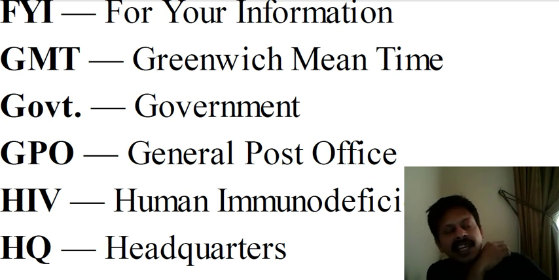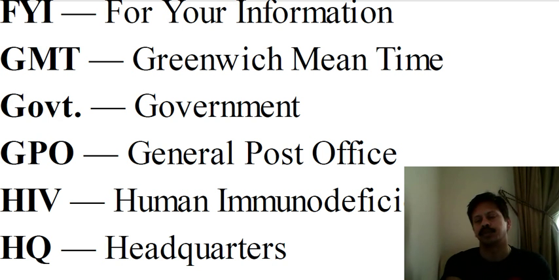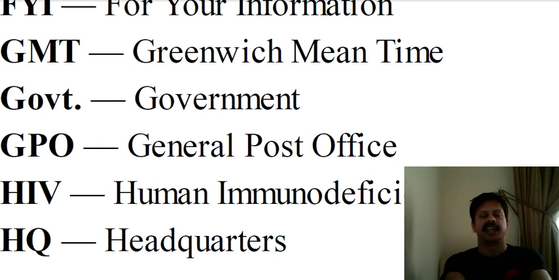So for example, if you take India, India is 5.5 hours ahead of Greenwich time. And if you look at the Middle East, Dubai or Kuwait or Riyadh, it will be, for example, say 3 hours ahead of the Greenwich time. So London will be at Greenwich Mean Time. This is how the time is measured. GOVT is used for government, GPO is used for General Post Office.